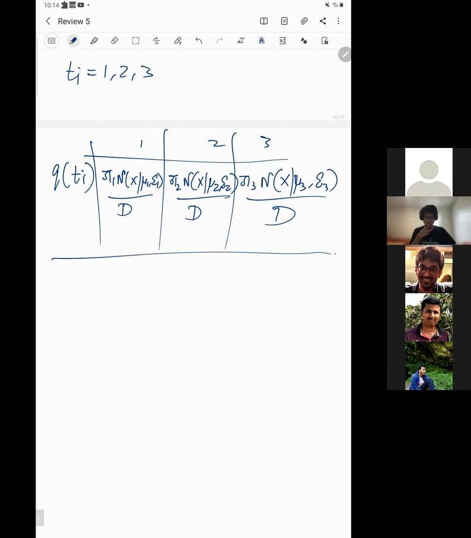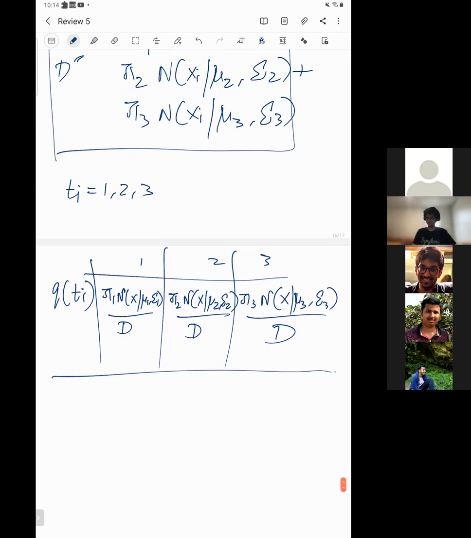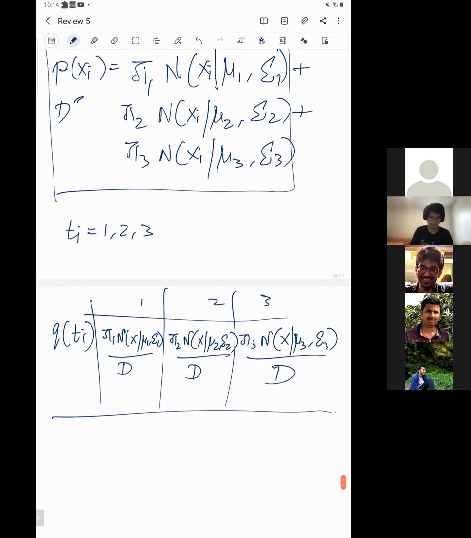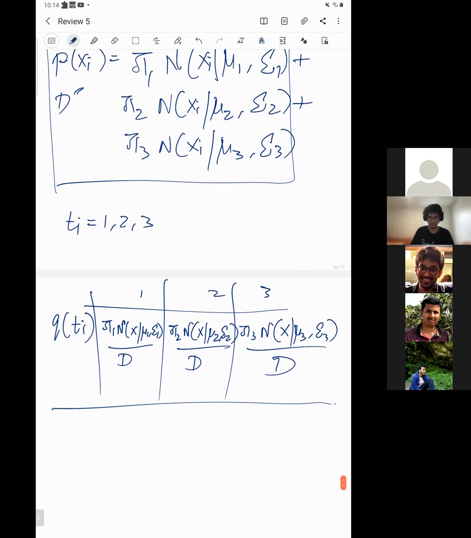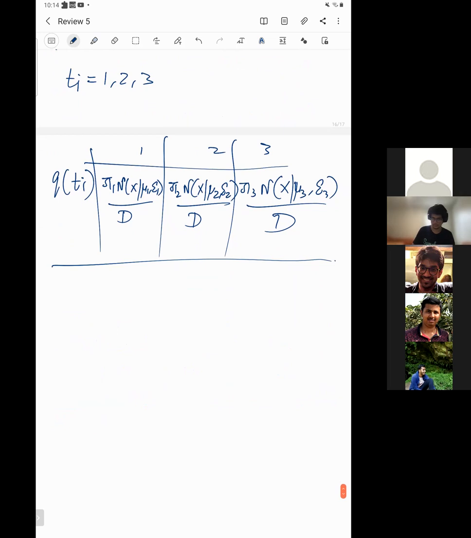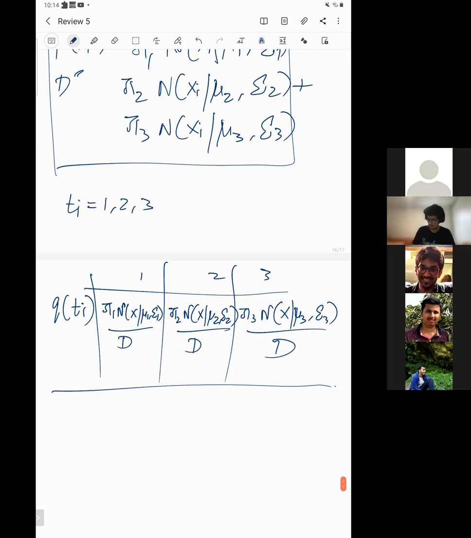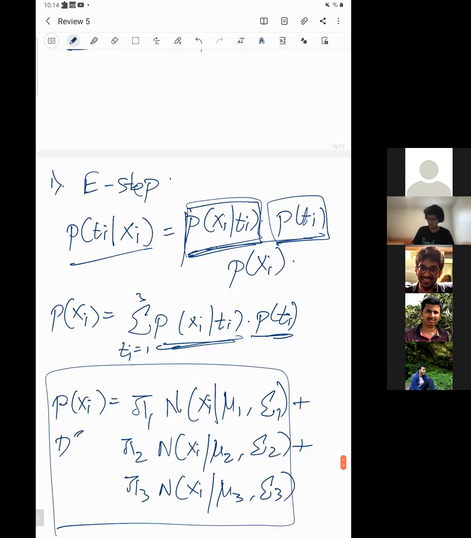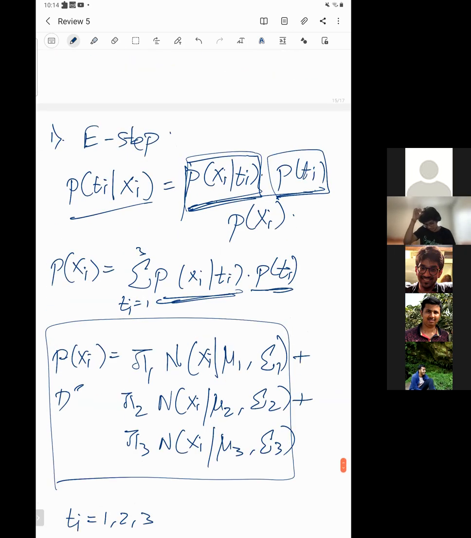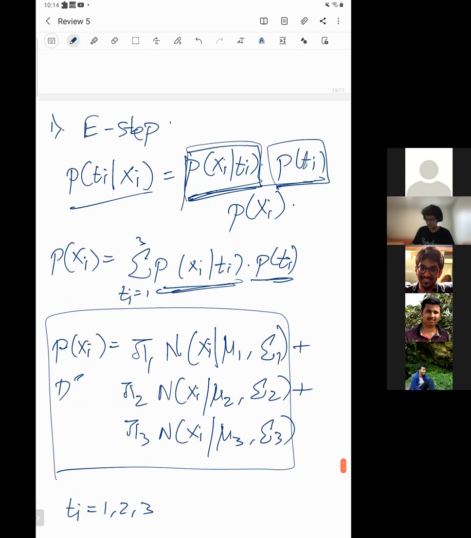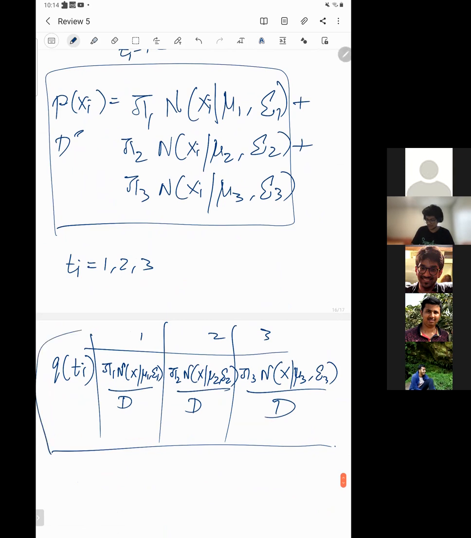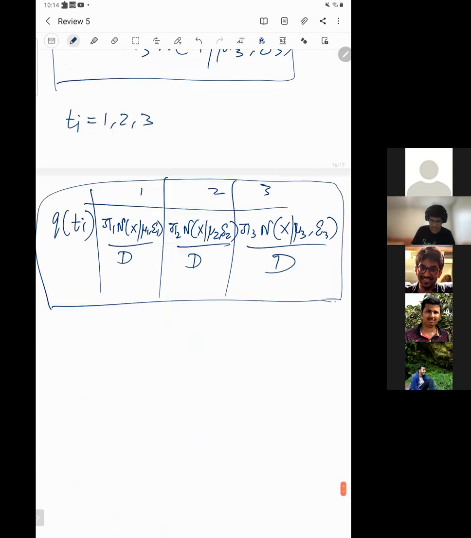Any doubts in each step of the GMM algorithm? What we did is simply obtain the posterior of the latent variables for your data points xi. I think no doubts here, and this is pretty straightforward. The M step is a little bit tricky, but the E step is pretty much straightforward. That's it. Now you have this distribution Q of Ti.